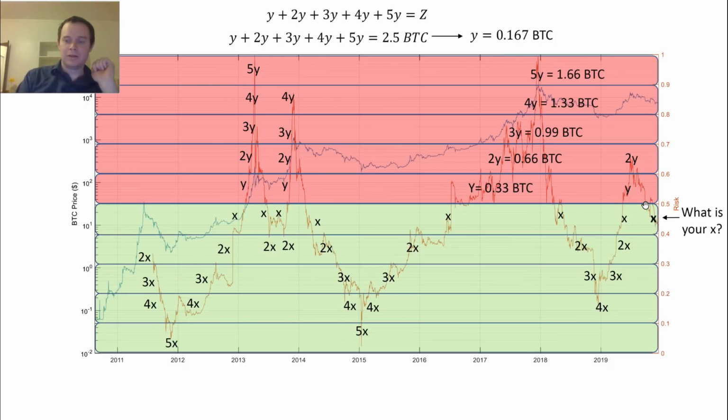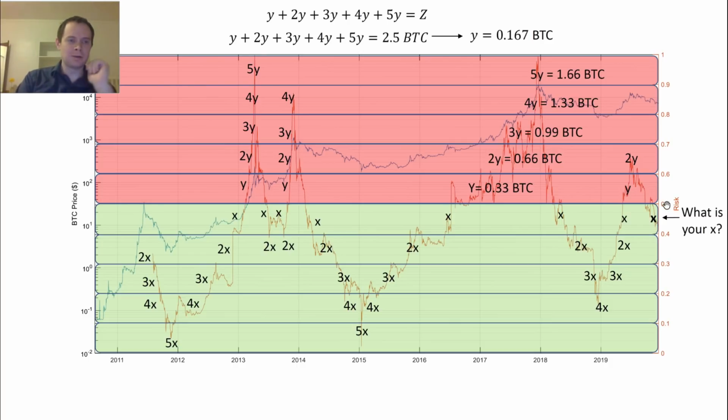So, the question that I would pose to you is to think critically about this. What is your X? Okay? Because X determines everything else, right? Whatever your X is will ultimately determine what your Y will be whenever we get back into this region. If your X is $500 and we pop back up into this region, then your Y would be whatever $500 of Bitcoin would be worth, assuming you're starting fresh.